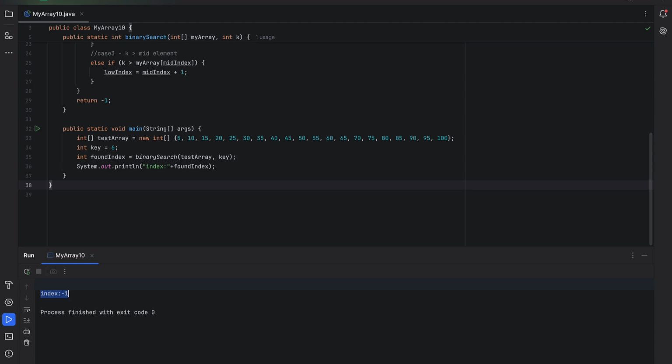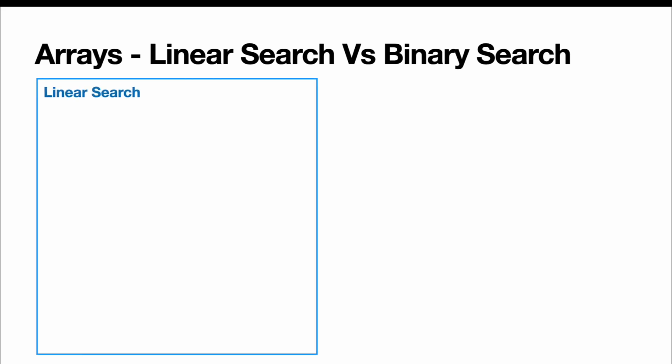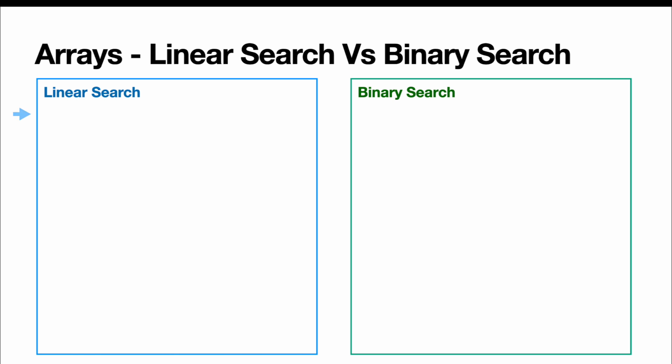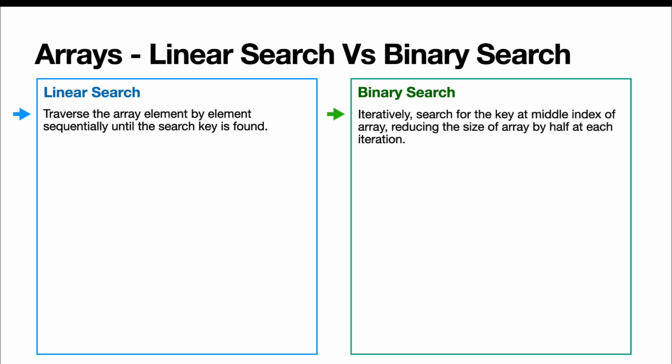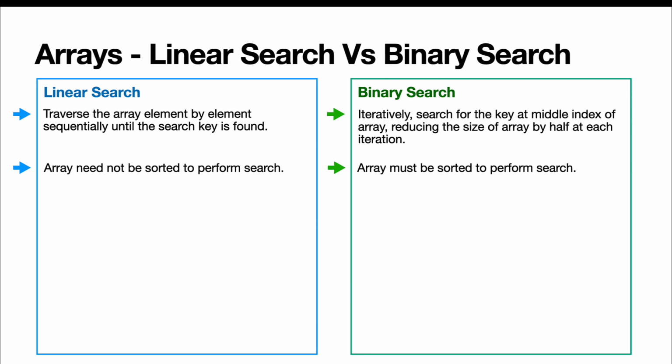This also concludes this session on linear search and binary search. But before we end this video, let's quickly summarize the differences between linear search and binary search. In linear search, we traverse the array element by element sequentially until the key is found. In binary search, we iteratively reduce the sorted array by half and search for the key in the middle element. Array need not be sorted to perform a linear search. Array must be sorted to perform a binary search.